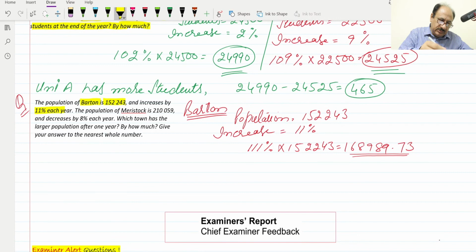Now the second town, Marestock, has this much population and a decrease of 8%, so we can write this situation over here. So Marestock is the situation over here.